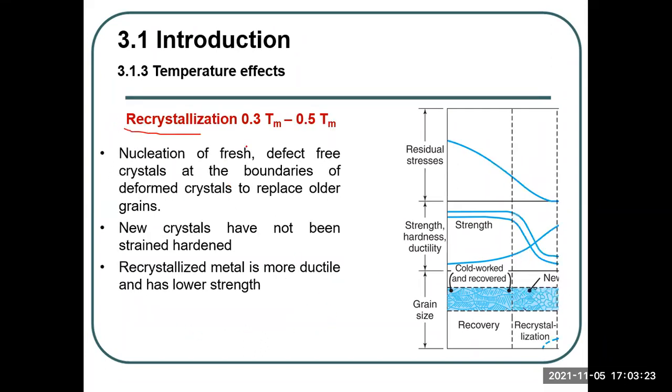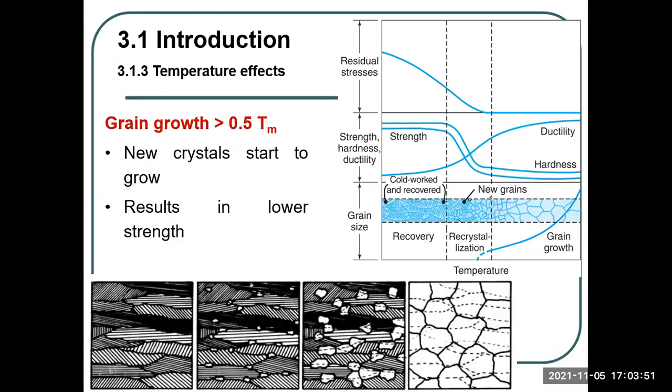Then we come to recrystallization. You can see in this region they start to have new crystals. Before, it was something like this, but now you have new crystals at the boundaries of the deformed crystals. The new ones don't have any strain hardening, because they are fresh. That's why you can see the strength start to decrease and the ductility increase. And grain growth is the last one. Now the grains become bigger. So in the end, hardness and strength are much reduced and ductility is increased. Okay, so these are the three stages.